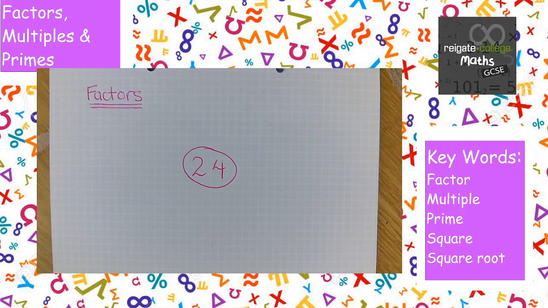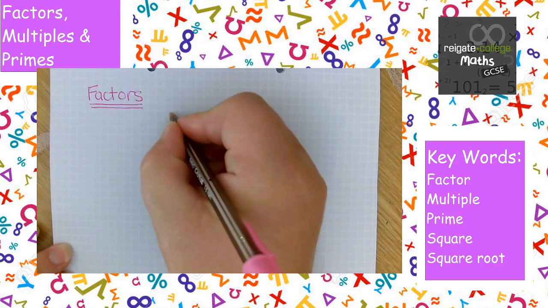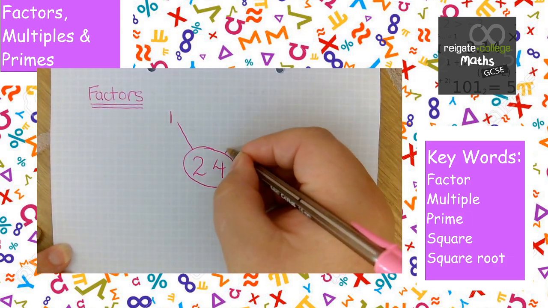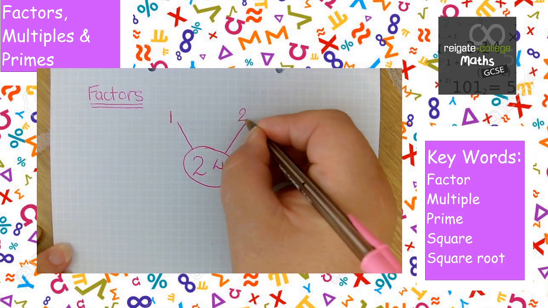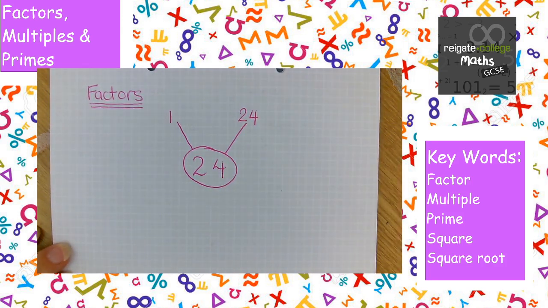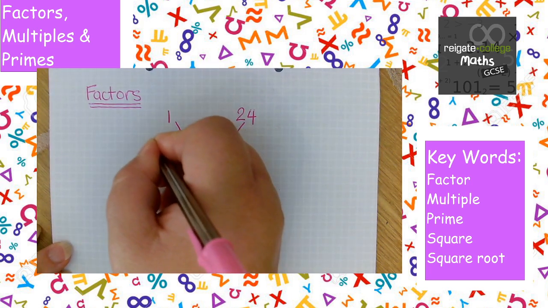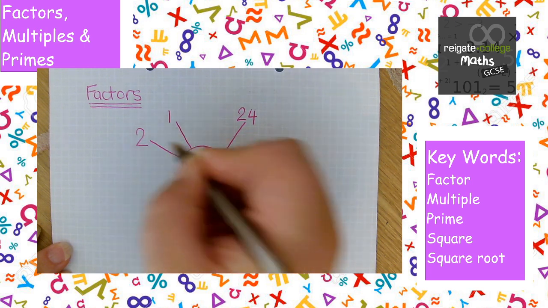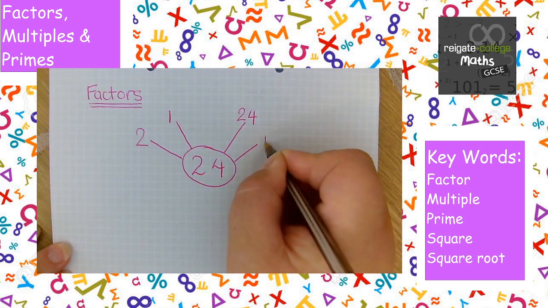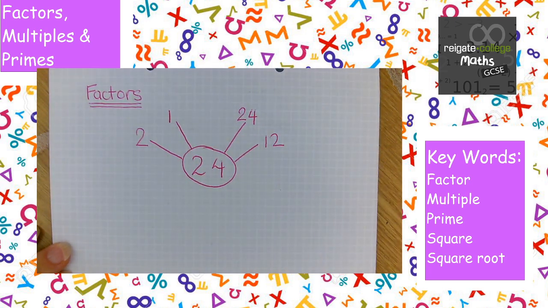Here I'm going to work through the factors of 24. Now, to start with, every single number has a factor of 1, and we term this as itself. So 1 times 24 makes 24. I'm going to work through logically now. This is an even number, so 2 must be a factor. 2 times 12 makes 24.